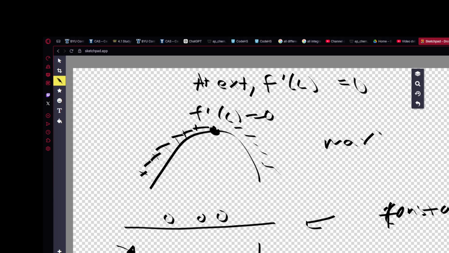So the logic is simple. If the sign changes from positive to negative, it's a maximum, and if it changes from negative to positive, that's a minimum. You can also use logic to figure that out. So that's the first derivative test. Now, the first derivative test is great because you can use it to find maximum and minimum, or if it's neither.